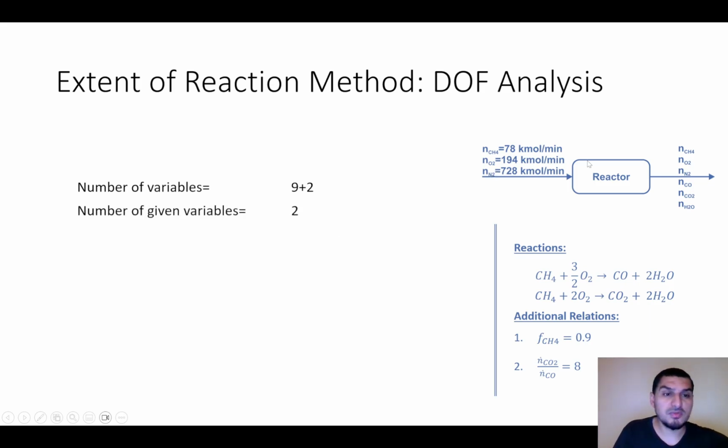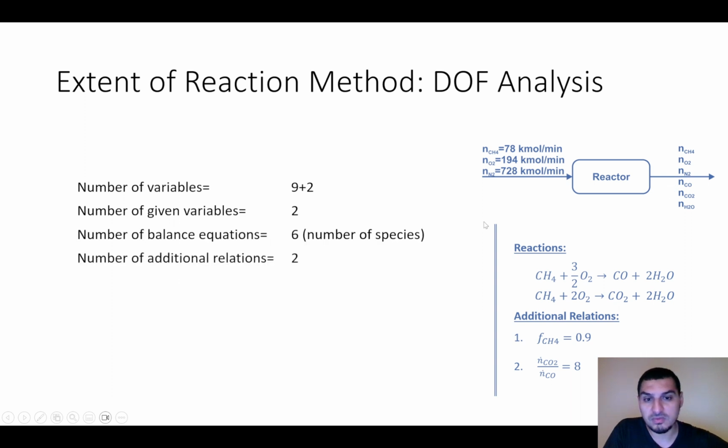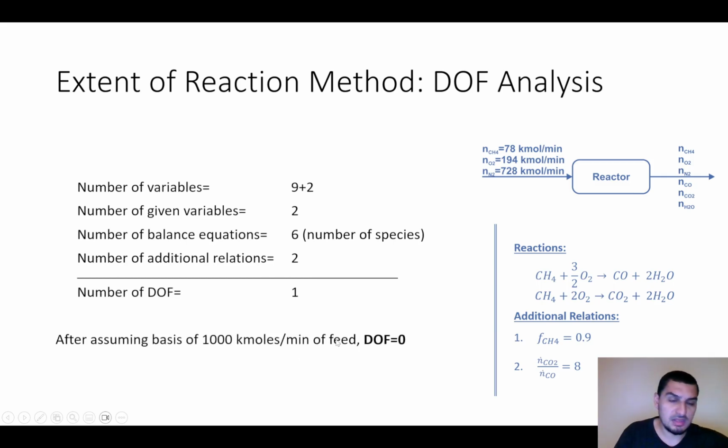And then the number of equations equal the number of species. So we have six species here: methane, oxygen, nitrogen, carbon dioxide, carbon monoxide, and water, and the same 2 relations. The relations don't depend on the method of solving the problem. They are relations. It doesn't matter which method we are using. So they're still going to be the same relations with the same way of expressing them. So the degrees of freedom is going to be 0 after the bases, as I just said.